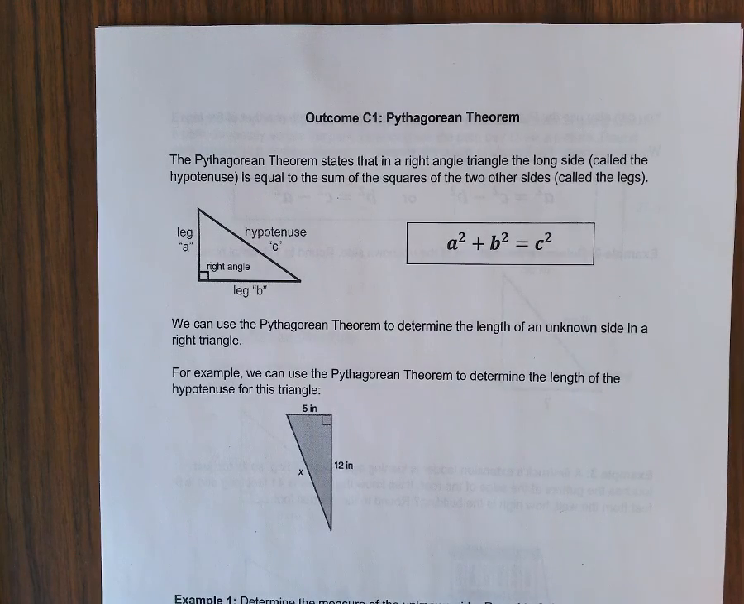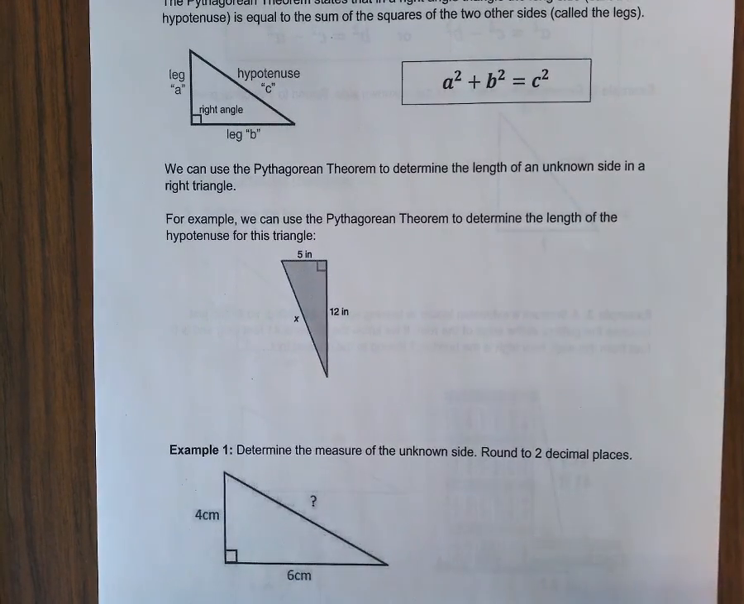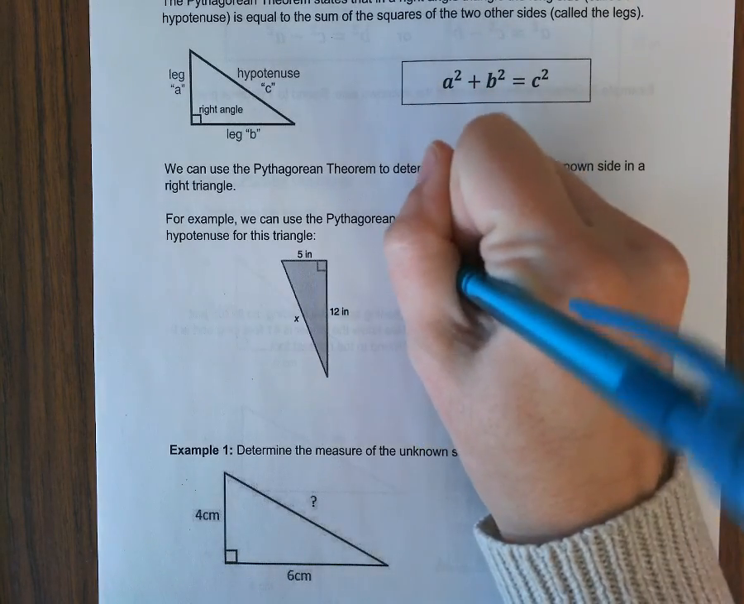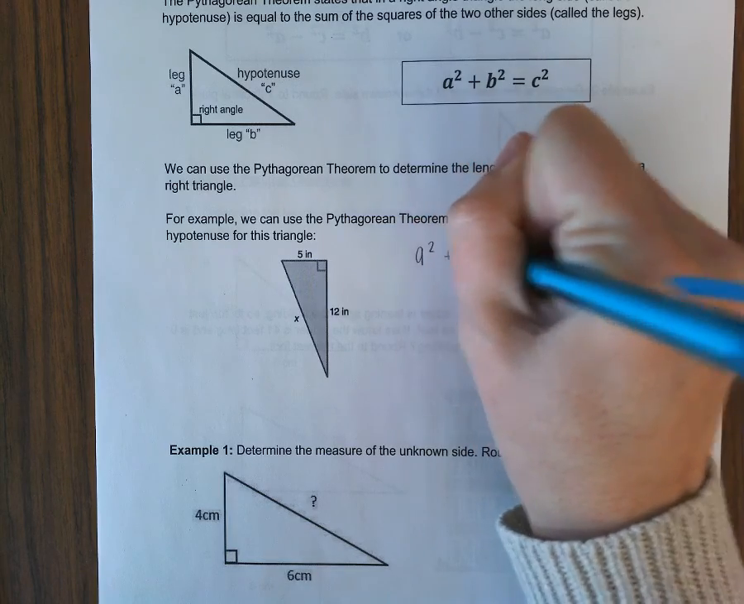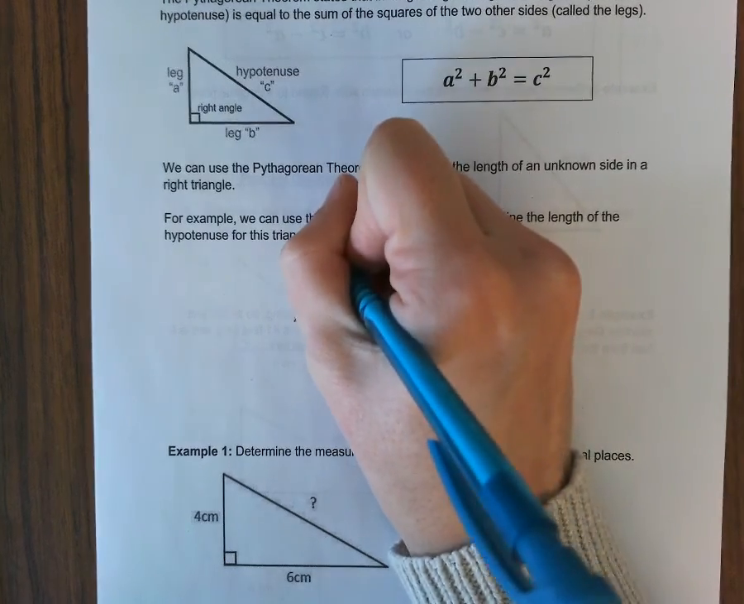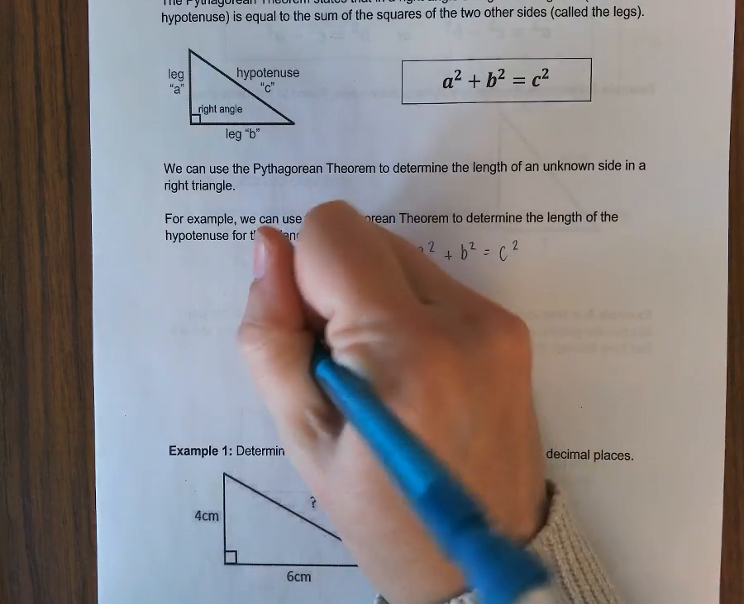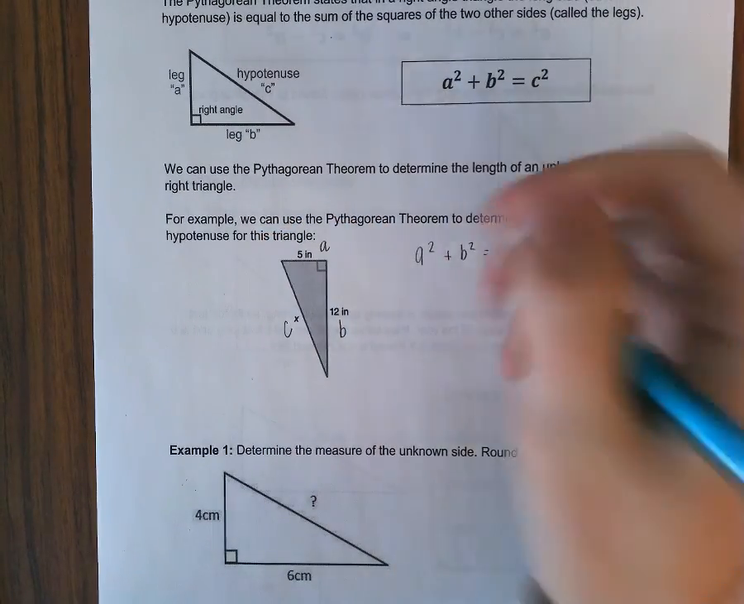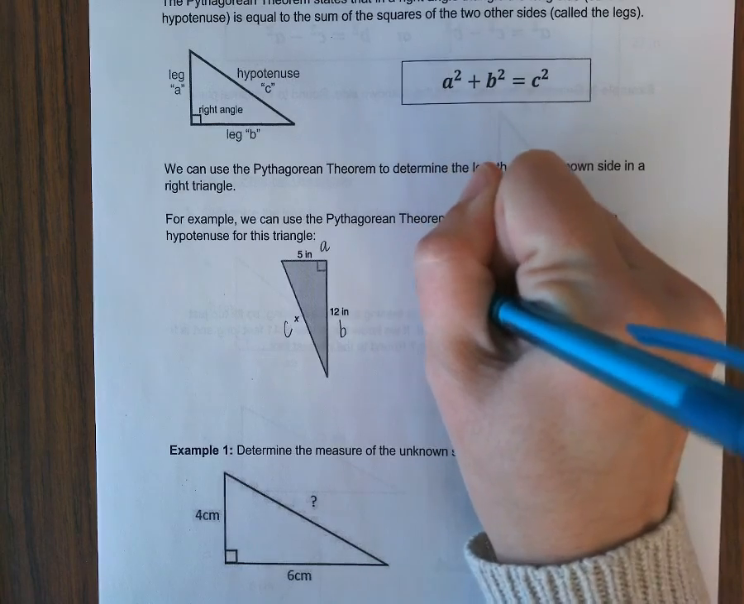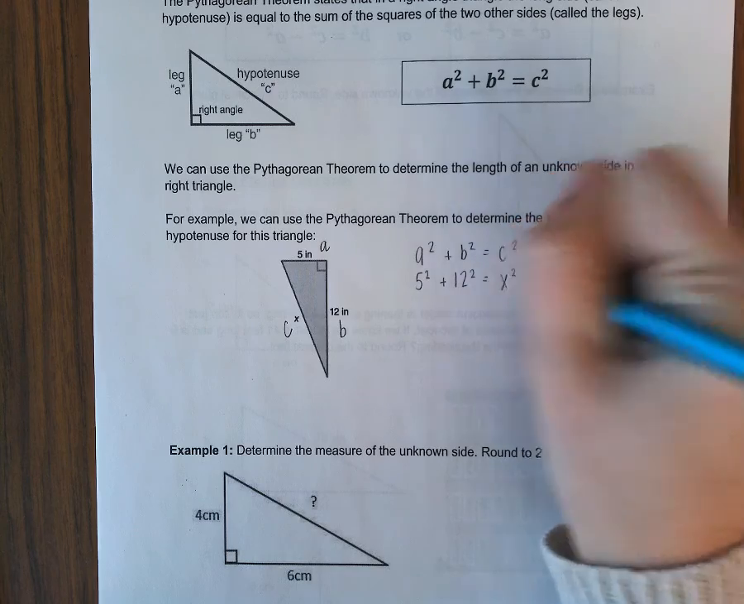You can use this theorem to determine the length of an unknown side in a right triangle. So for example, you can use Pythagorean theorem to determine the length of the hypotenuse in this triangle. So if a squared plus b squared equals c squared, and in this triangle, I've got two legs, A and B, and it doesn't matter which one is A and B, and the hypotenuse, C, it means that 5 squared plus 12 squared will be equal to x squared, or c squared.